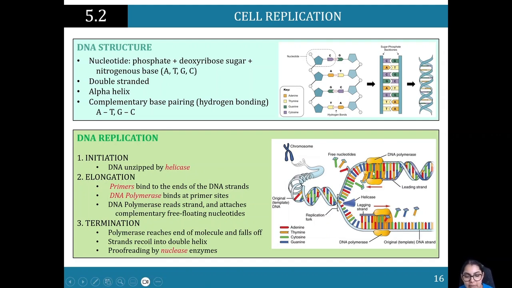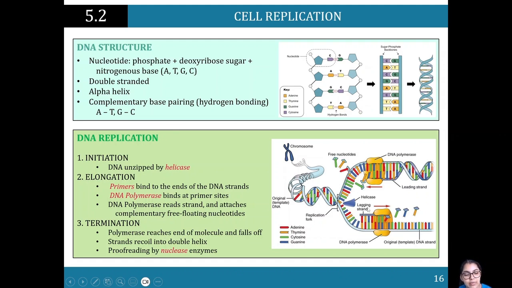But here we go. When DNA replication begins, the enzyme helicase comes in and opens up the DNA. And then elongation is the process in which now we have primers that bind to the end of the DNA strand. And when they bind to the ends of the DNA strand, they basically urge this DNA polymerase right there to come and to start bringing these strands, to start reading the strand and attaching the free floating nucleotides to each of the ones.